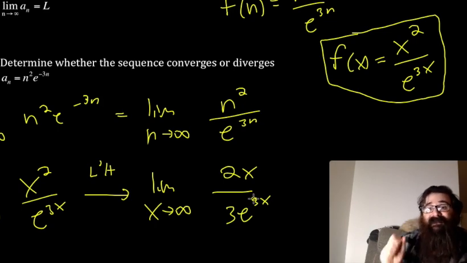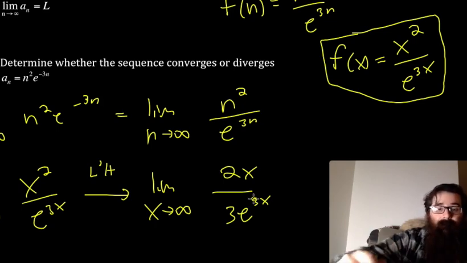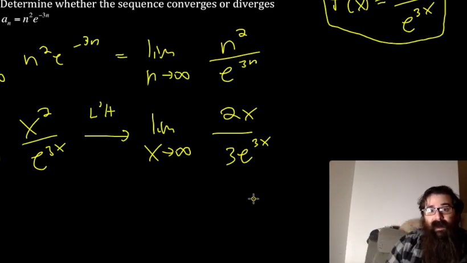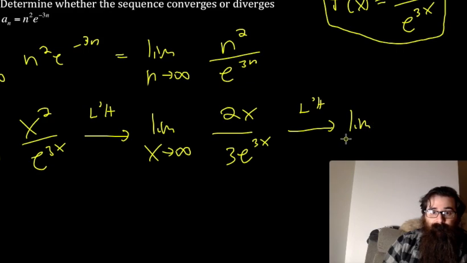Hey, it's still indeterminate. Well, if it's still indeterminate, we don't give up. That means that we can use L'Hopital's rule again, since it is still indeterminate. So, bring them back to the hospital, L'Hopital's rule. Limit as x goes to infinity.